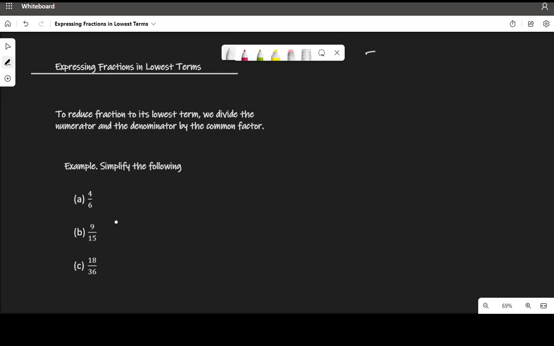So I have some examples here, and the question says simplify the following. That is, we have to reduce these fractions to their simplest or to their lowest terms. So for the first one, which is 4 over 6, we look for a number that divides both 4 and 6, and that number is 2. 4 divided by 2 is 2. 6 divided by 2 is 3. So this fraction 4 over 6 in its lowest term is 2 over 3.